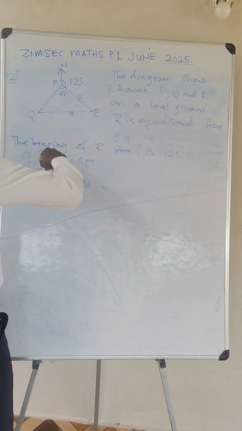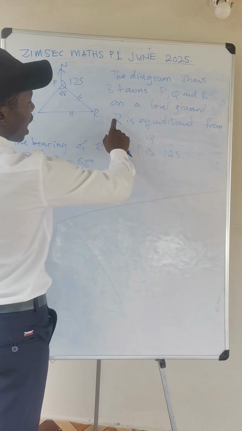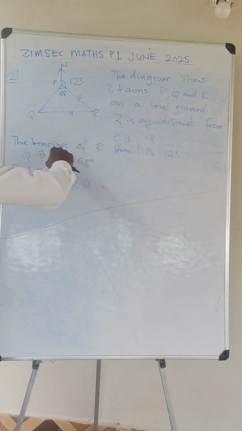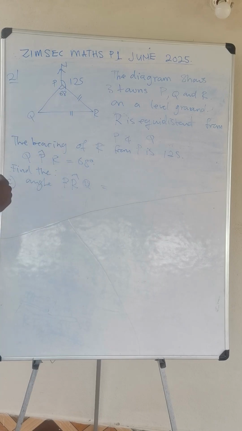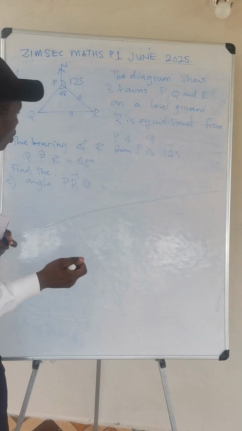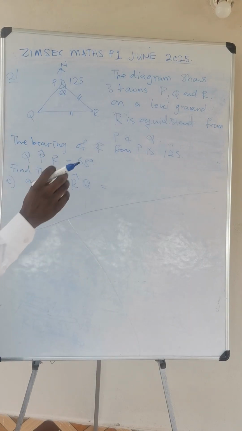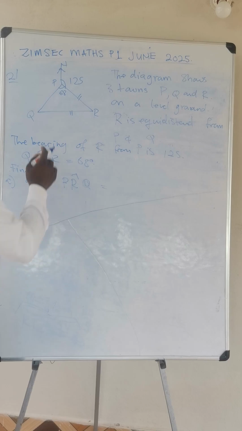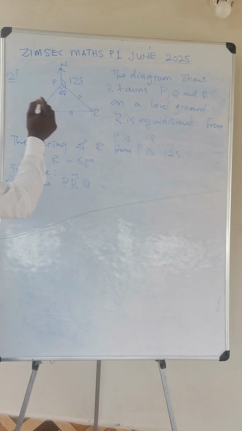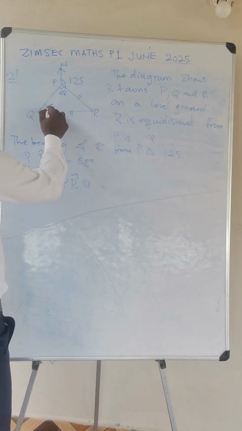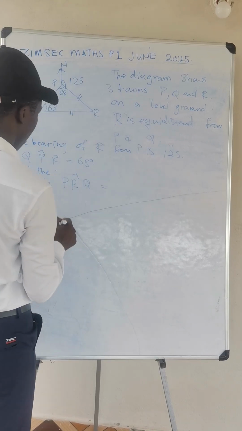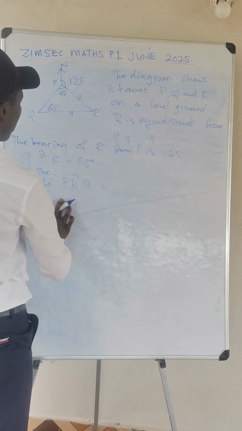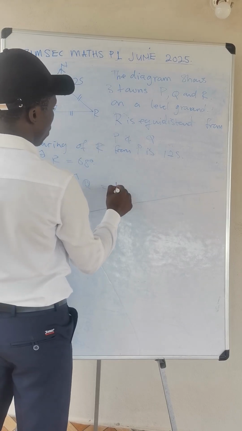But if we go back to the statement here, R is equidistant from P and Q. It means that this side and this side are equal. It means that this is an isosceles triangle. The property of an isosceles triangle is that the base angles are equal. So this angle and this angle are equal. It means here is also 68 degrees.